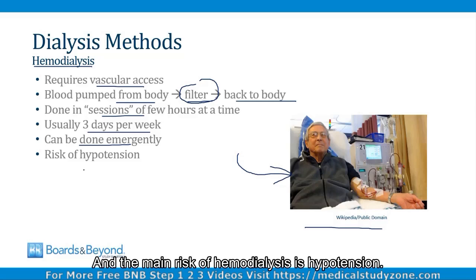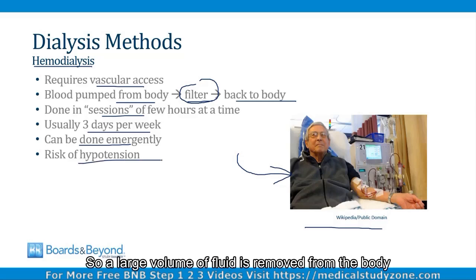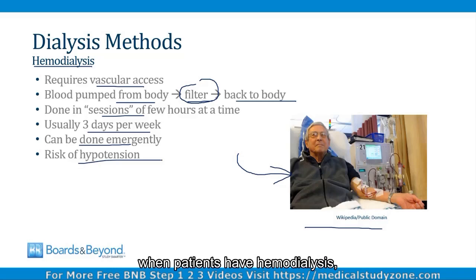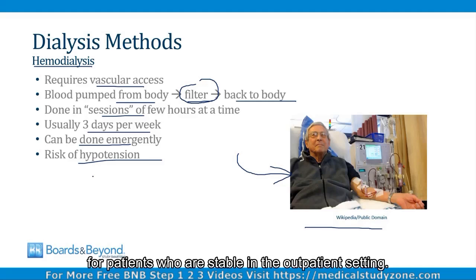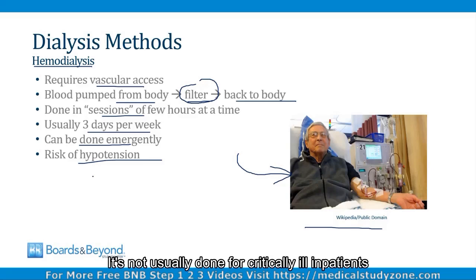And the main risk of hemodialysis is hypotension, so a large volume of fluid is removed from the body when patients have hemodialysis, and this can drop the blood pressure. And so for this reason, hemodialysis is usually done for patients who are stable in the outpatient setting. It's not usually done for critically ill inpatients who may have low blood pressure. Those patients usually can't tolerate the volume shifts of hemodialysis.